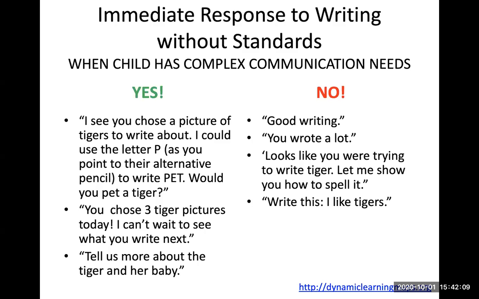Or, "You chose 3 tiger pictures today. I can't wait to see what you write next. Tell us more about the tiger and her baby." So even choosing 3 tiger pictures, not words, we call it writing in a pre-emergent writer, because it shows them that those pictures are symbols of their ideas.